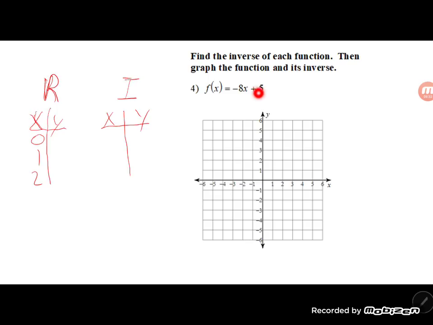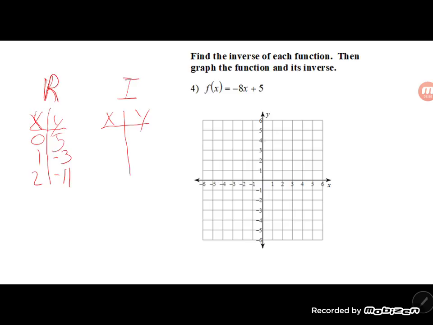So I calculate those. 0 times -8, 0 plus 5 is going to be 5. 1 times -8 plus 5 is going to be -3. And then 2 times -8 is -16 plus 5 is going to be -11. Okay, that last point is going off the graph, but that's okay. We'll get a general idea of where it's going.